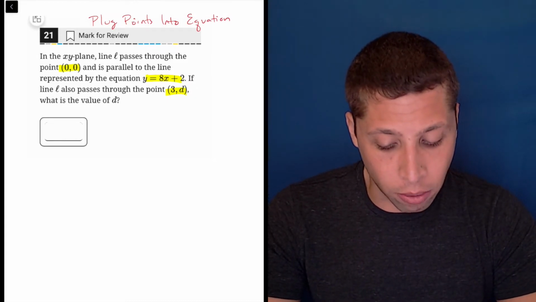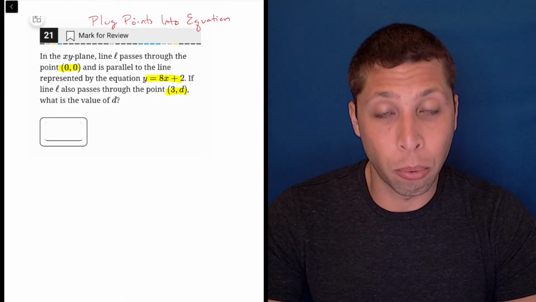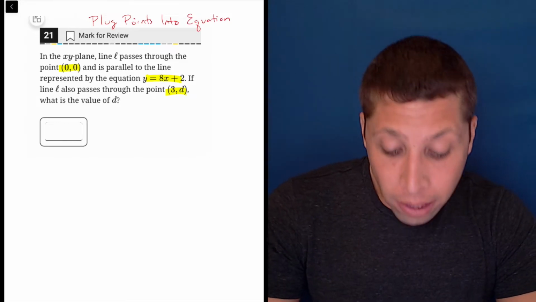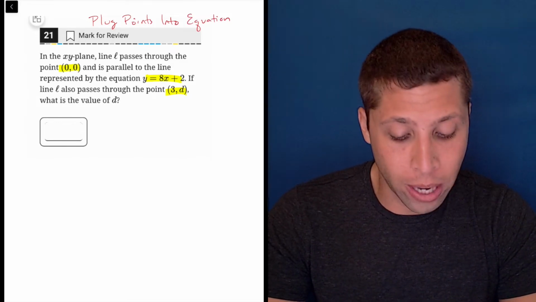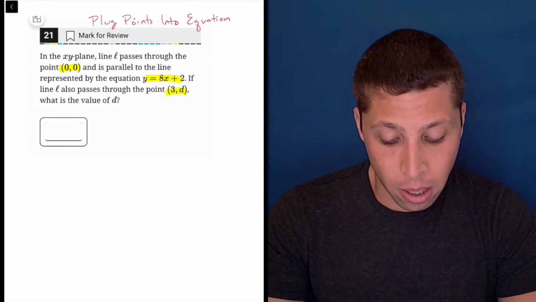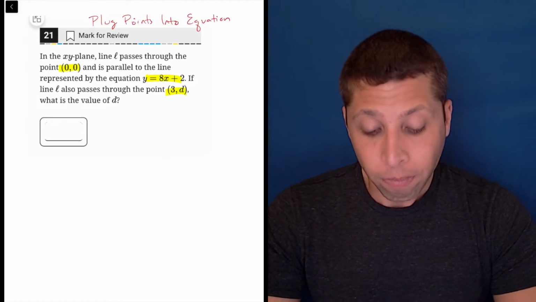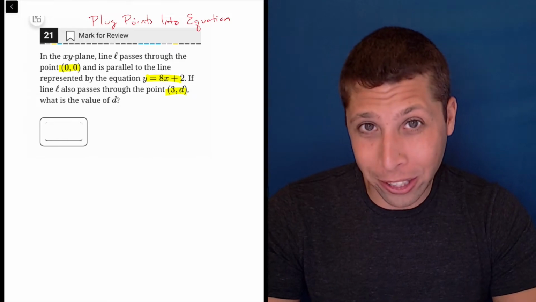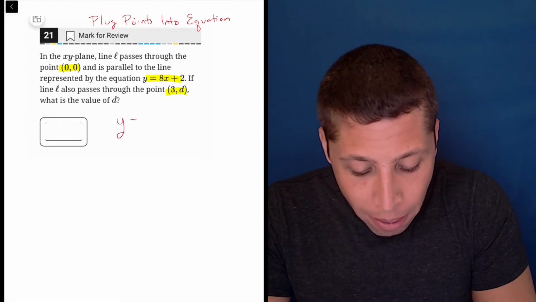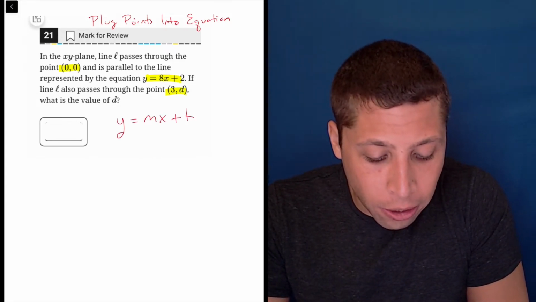But let's just take a look, right? We have line L passes through the point 0, 0, and is parallel to the line represented by this other equation, y equals 8x plus 2. If line L also passes through the point 3, D, what is the value of D? So I'm going to plug points into equations, but I have to create my own new linear equation, okay?